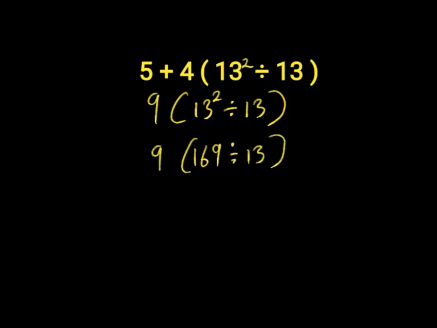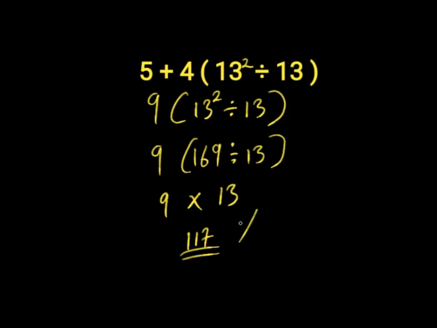Then bring down our 9 here. 169 divided by 13 will give us 13. Then we have 9 times 13. 9 times 13 will give us 117.